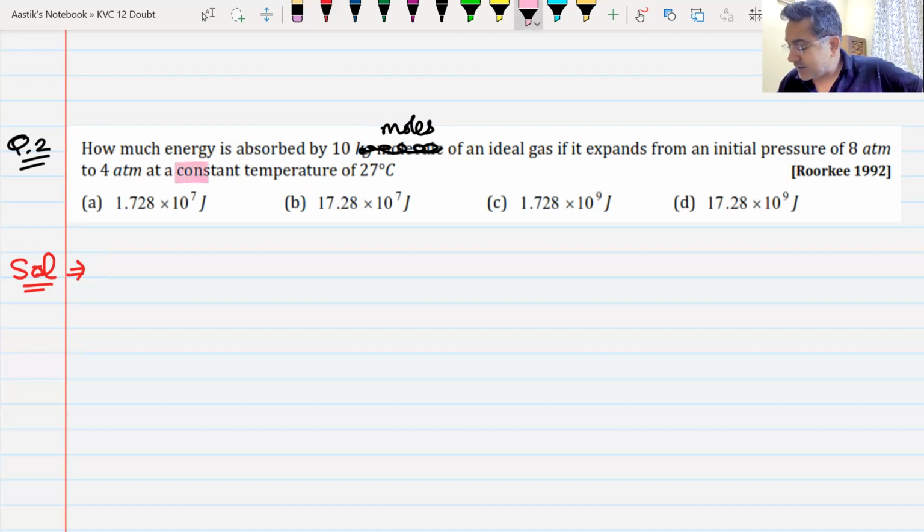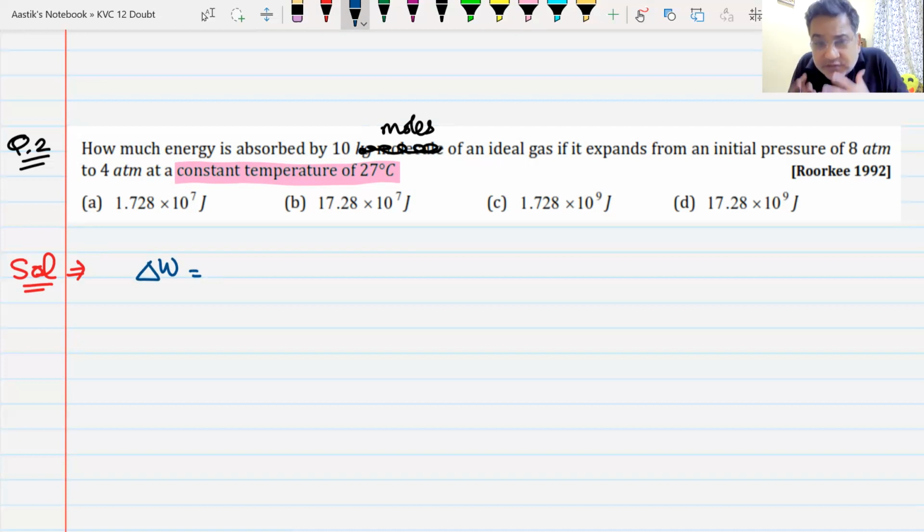It is given that the gas is expanding at constant temperature, so this must be an isothermal process. I put the formula for work done in an isothermal process. But they are asking how much energy, which means they're asking about the heat. You must understand that delta Q is equal to delta W, because delta U is 0, because this is an isothermal process, my dear friends.